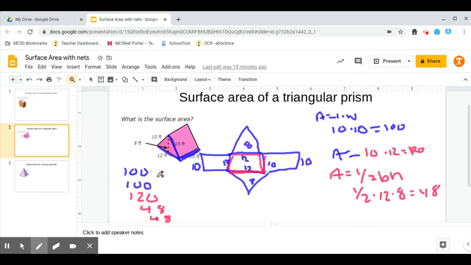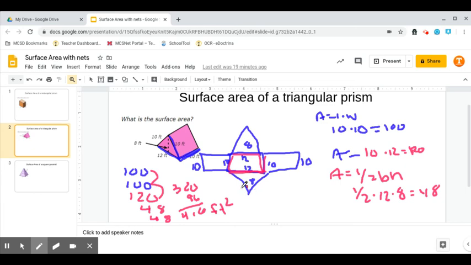So if we add, there's 200, 320, and 2 48s is 96. So I total all this up, and I get 416. And it is feet squared.